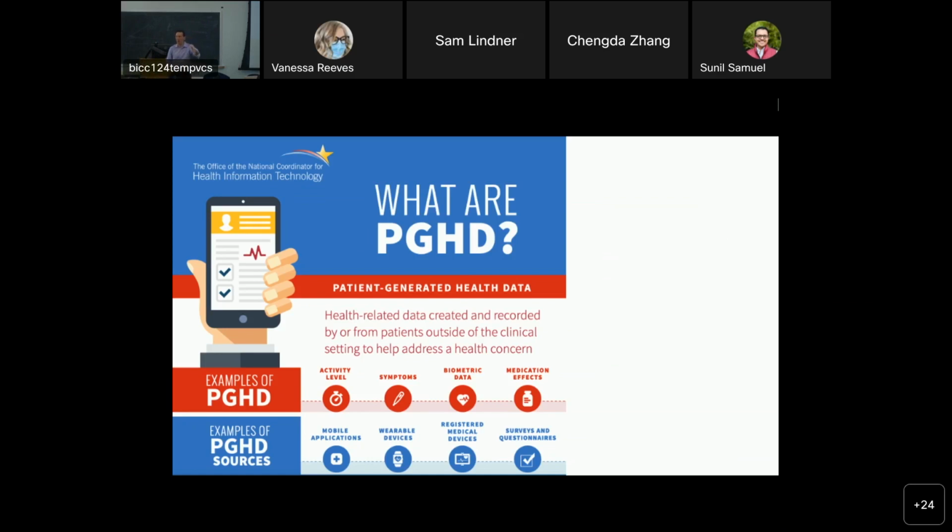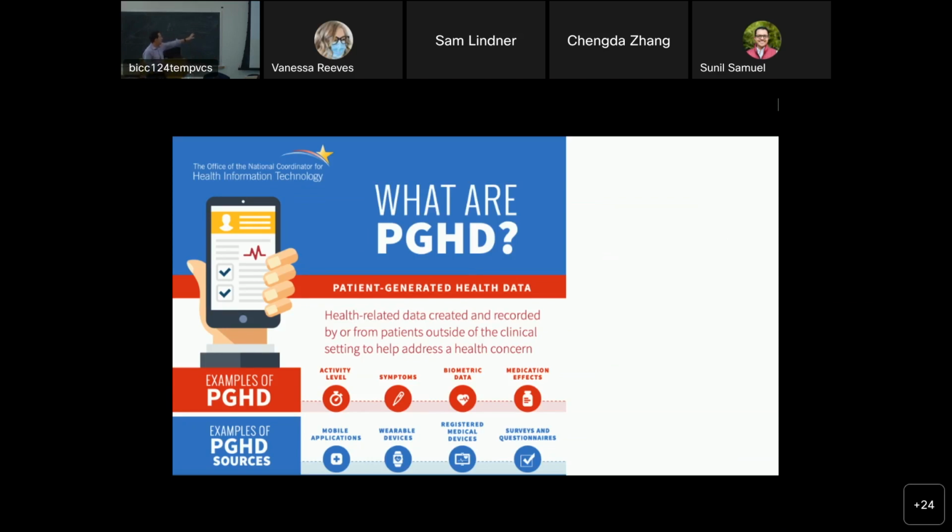Everyone always jumps to the biometric data because that's cool and sexy, right? And it is cool, right? But it's blood pressures, right? It's weights, it's pulses, it's glucose measurements. There's so much stuff, but there's even more, as we'll talk about in a minute. Medication effects, medication adherence, all that stuff is patient-generated health data. There are mobile applications, all this stuff.